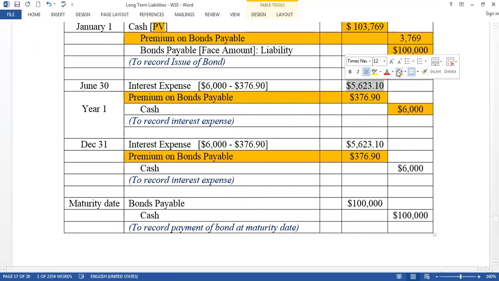Why these two amount is different? You record lower, look at here, you record lower interest expense, right? But you pay cash higher, but it should be similar, right? It should be similar. But how we can adjust, where we can adjust this money? Try to understand. We record interest expense lower, but we pay cash $6,000. In one sense, it is mistake, right? Where we are going to adjust this? How to make it equal?